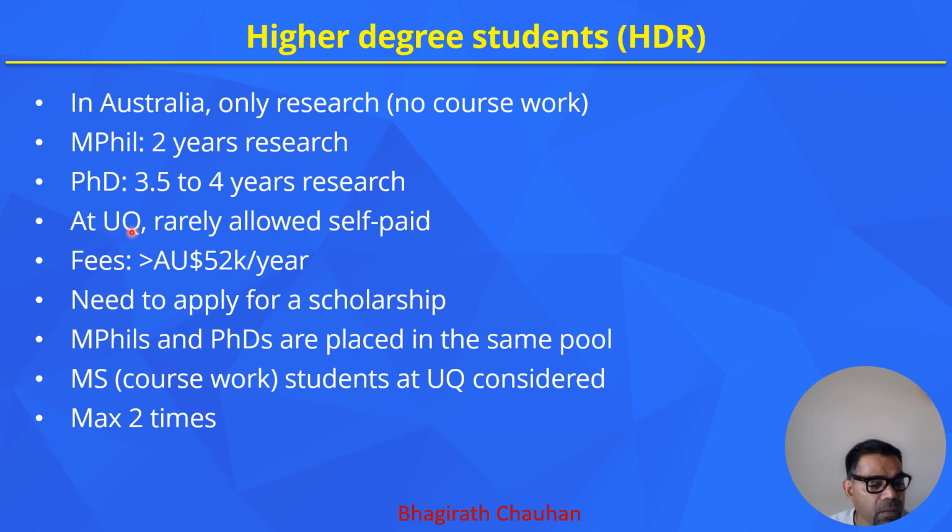Again, at the University of Queensland, at my uni, self-paid degrees are rarely allowed, and I'm talking here mainly about international students. They were allowing it earlier, but some people came and found the fees too expensive. If you see here, the fee now is about 50,000 Australian dollars per year, and a PhD is 3.5 to 4 years, or an MPhil is 2 years. So that's only the fee, and that can be very, very expensive. And then you should have at least $2,000 to $3,000 every month for your expenses. Okay, so that can be very expensive.